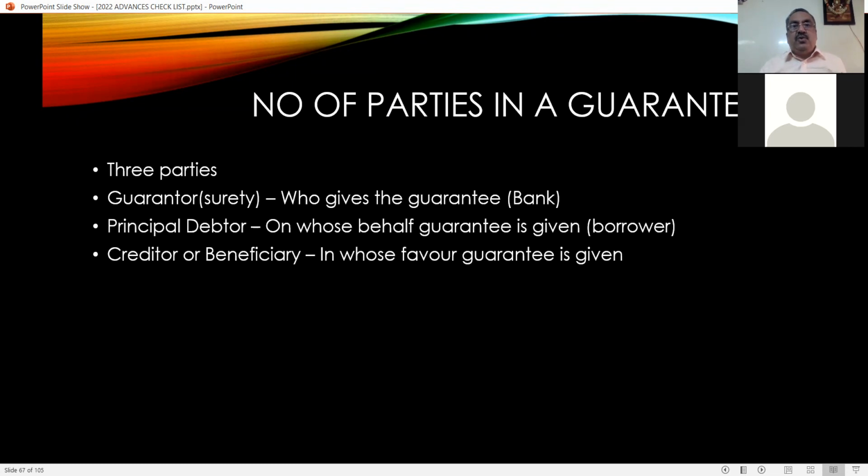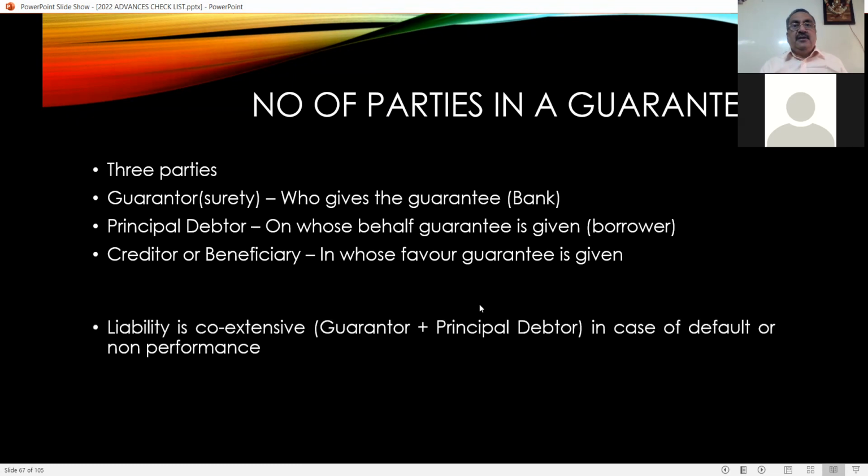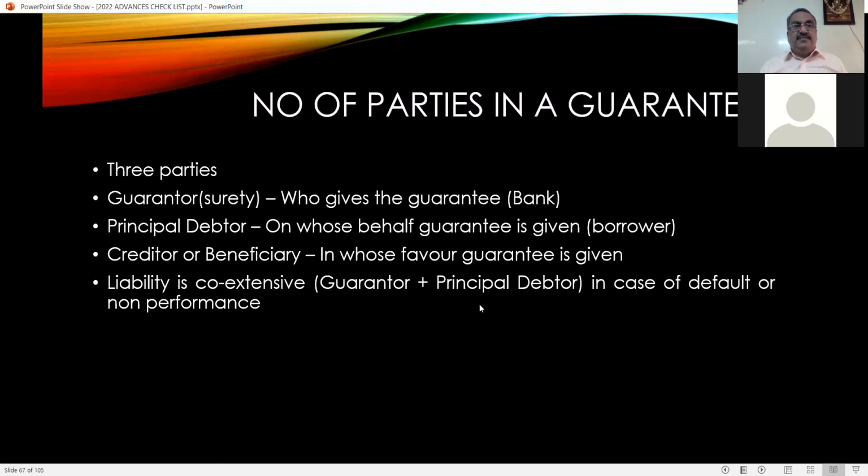Creditor or beneficiary, in whose name the guarantee is given. So there are three parties in a guarantee. And liability is co-extensive. That is, the guarantor and the principal debtor have to compensate the beneficiary in case of non-performance. So this is the concept of guarantee.